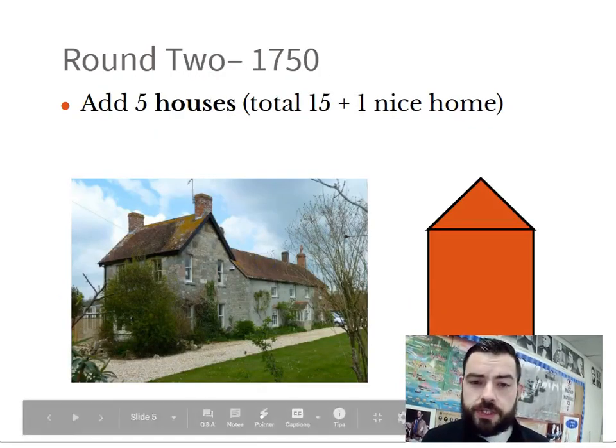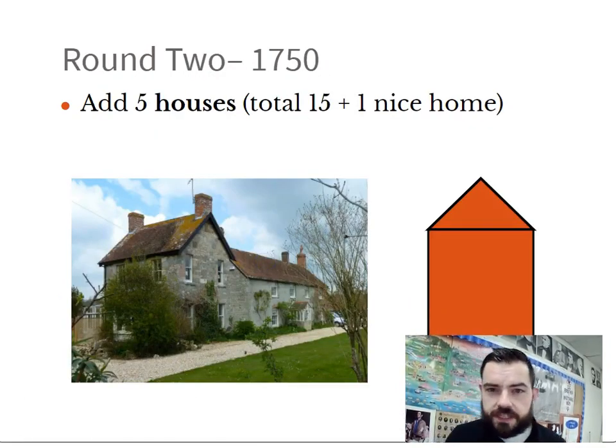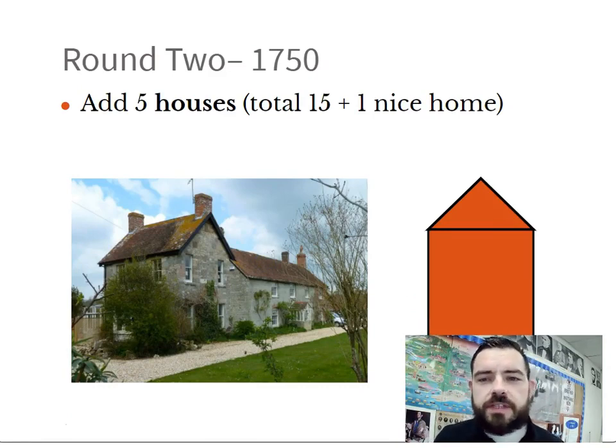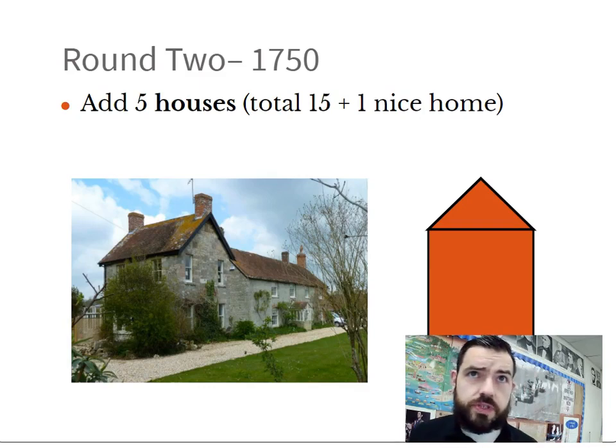Okay, round 2. It is now 1750. For a variety of different reasons, soap, diet, sanitation, there is a population explosion in England and in your village. The cursed bubonic plague, which for centuries wiped out your village, has been virtually eliminated due to the disposal of sewage in the canals and then ultimately to the ocean. So everybody has a lot better hygiene. Add 5 houses. So you should have 15 houses total with one nice home, your home.